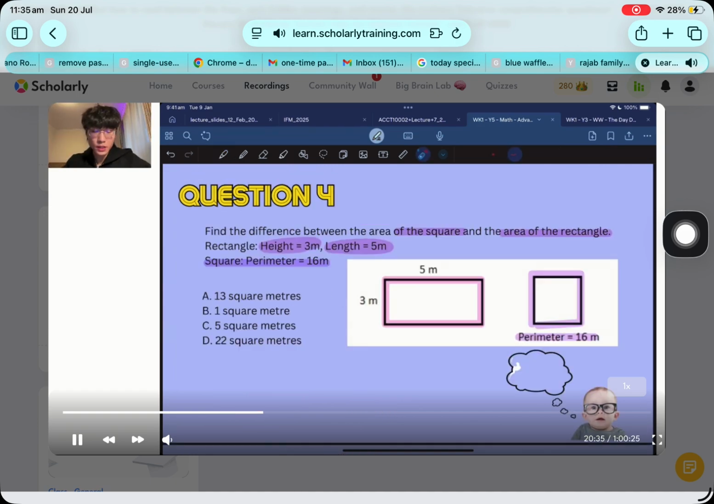Okay, just because my chat is still a little buggy, we should have 15 meters squared for the area of the rectangle, right, guys? Okay, so hopefully everyone's got that. Now, what about the area of the square?